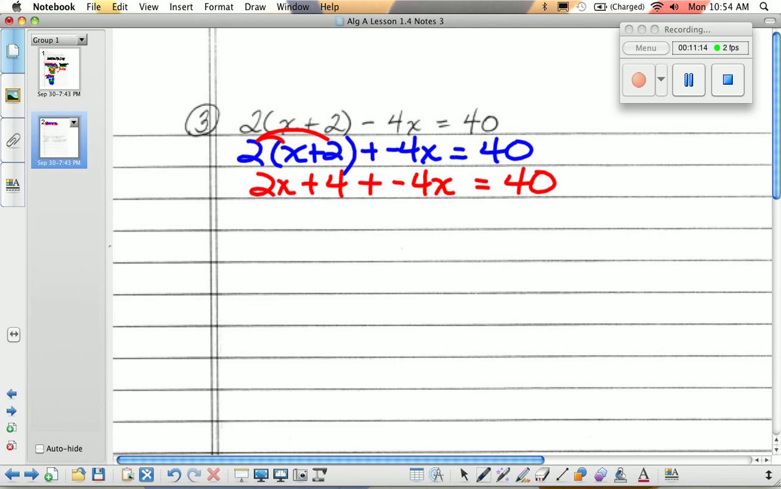Let's see. So we're going to do a rearrange step now. We're going to put these x's together at the front of the equation because they're like terms. The constant follows. So all we did is just a rearrange step. The x's are like terms, let them come together at the front. What do we have here? What's 2x plus negative 4x? Negative 8x? No, we're not multiplying, we're adding. Negative 2x.